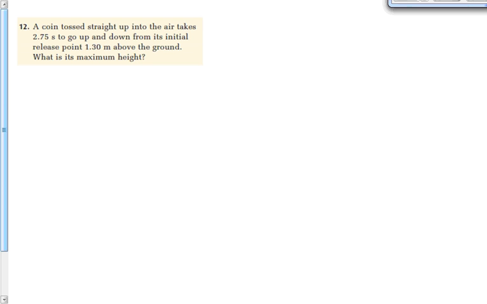We got a time here, right? What's the time? Choose wisely. 1.375 seconds. If we're analyzing the trip up, and generally if you're looking for a maximum height, you're going to analyze the trip up. The Vf will be equal to 0, just like it was in all the other questions where we're finding max height, right?